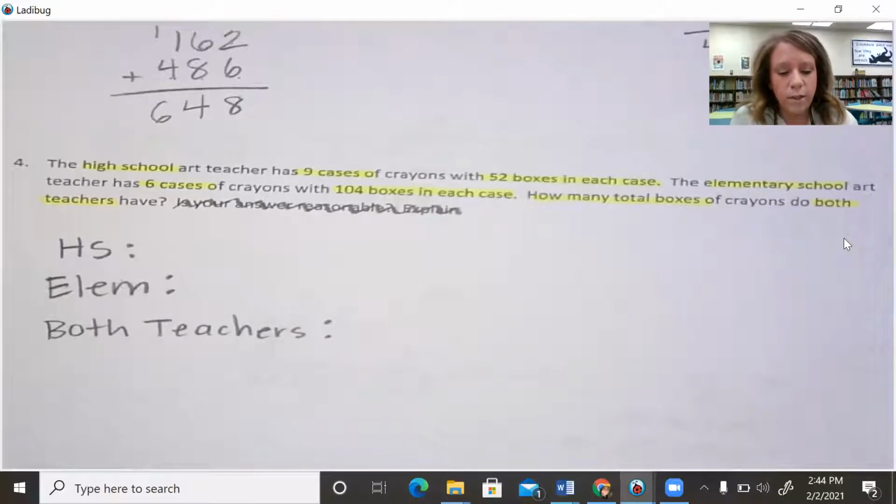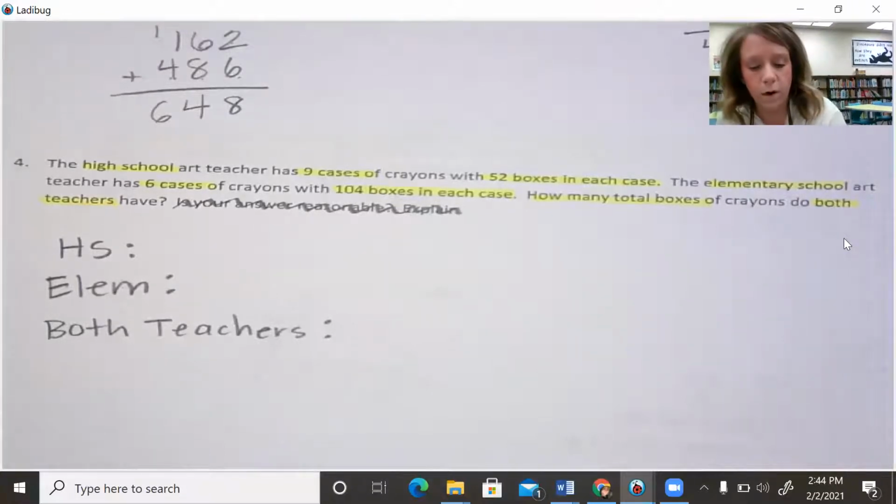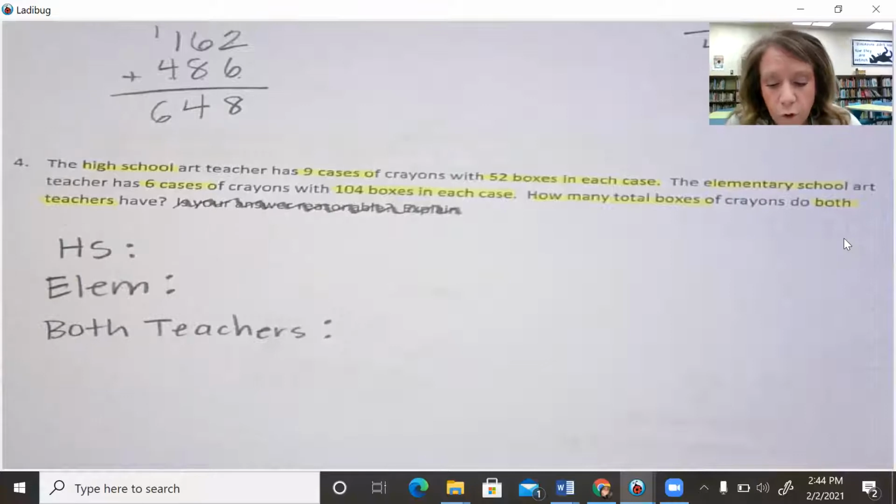Number 4, the high school art teacher has 9 cases of crayons with 52 boxes in each case. The elementary school art teacher has 6 cases of crayons with 104 boxes in each case. How many total boxes of crayons do both teachers have?